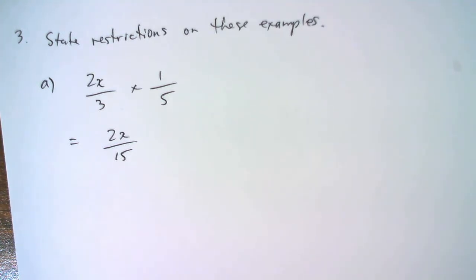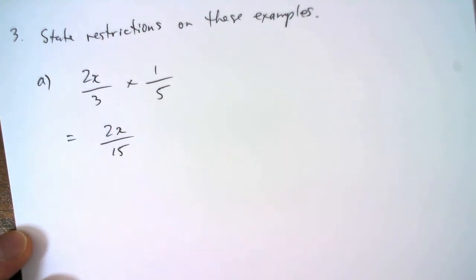So state the restrictions on these examples. So here is an example that has been simplified. We want to state the restrictions on the variable x. Restrictions are basically what x cannot be equal to. So in this case, x can be any real number, so there are no restrictions.